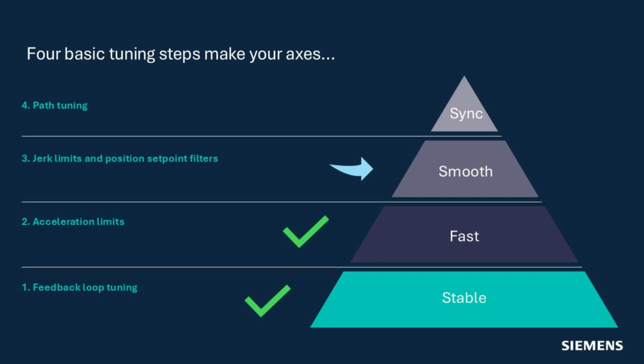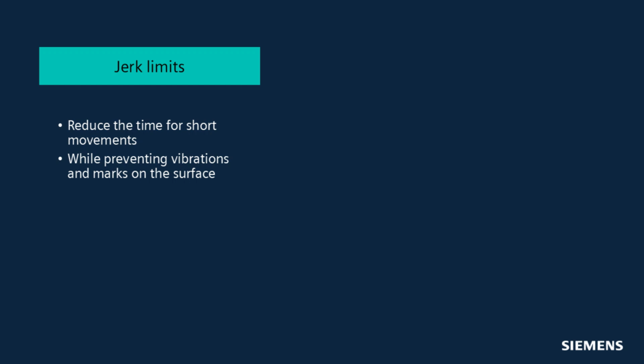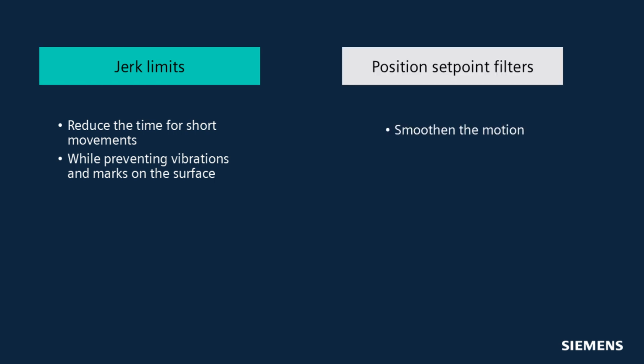Before we guide you through the tuning, let's take a closer look at why proper jerk limits and position set point filters are so important. Immediate acceleration of the axis can be heard and felt in the machine. The acceleration force causes a reaction in the mechanics. And when finishing a surface, you definitely don't want to see lines or shadows. With well-defined jerk limits, you can reduce the time for short movements. And as you know, there can be plenty of those in a part program. At the same time, you can prevent vibrations that leave marks on the workpiece. So, the goal is to smooth the motion while keeping an eye on the extra time.